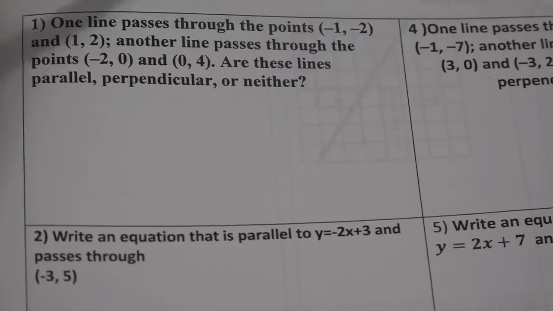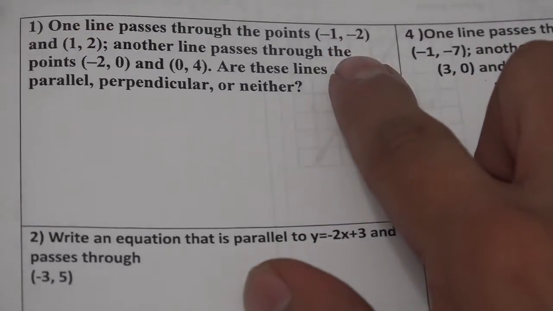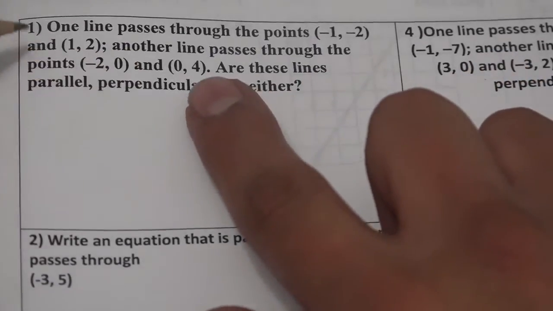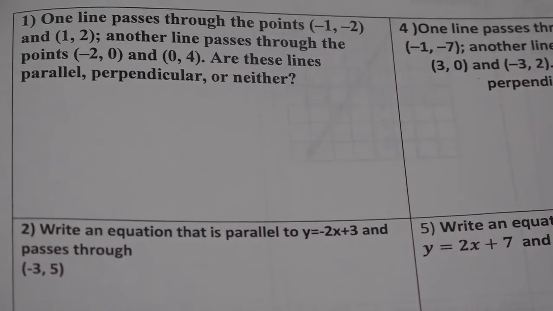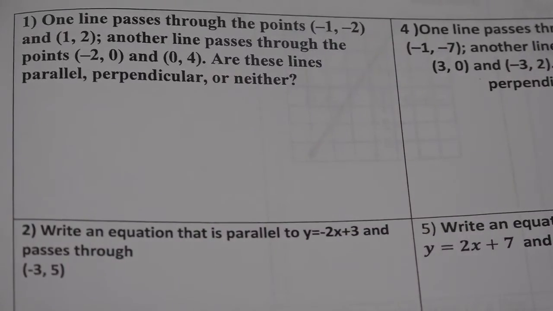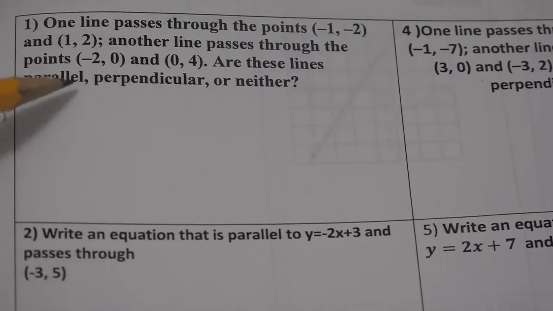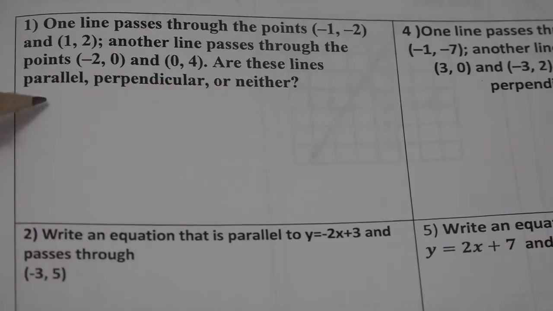One line passes through the points negative 1 comma negative 2 and 1 comma negative 2. Another line passes through the points negative 2 comma 0 and 0 comma negative 4. Are these lines parallel, perpendicular, or neither? Well, in order for you to determine whether they are parallel, perpendicular, or neither, neither means that they will intersect but not at a 90-degree angle. Okay, that's basically what it means. Because if they don't intersect, they might be parallel.